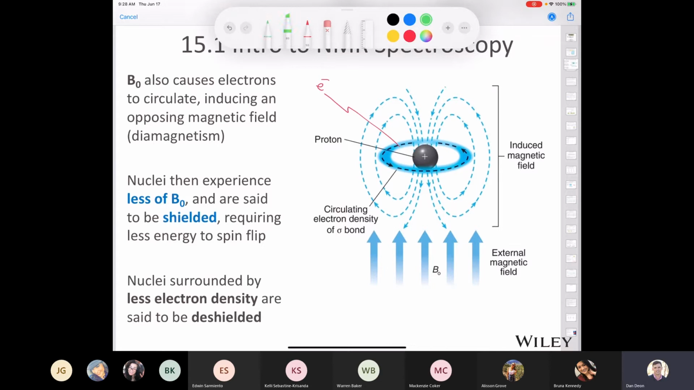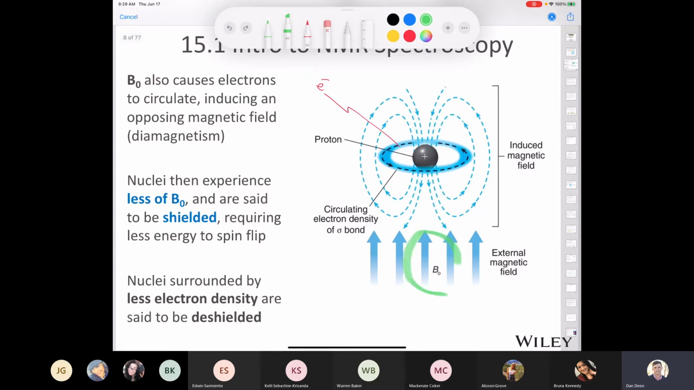Look, you see how the field lines are going down like this. So they're going against the externally applied magnetic field. So you've got the applied magnetic field going in this direction, but the circulating electrons are creating an opposing field, okay, in the opposite direction. That's what opposing means. So now, what's the effect on the nucleus?